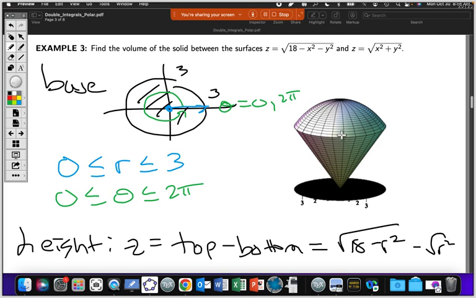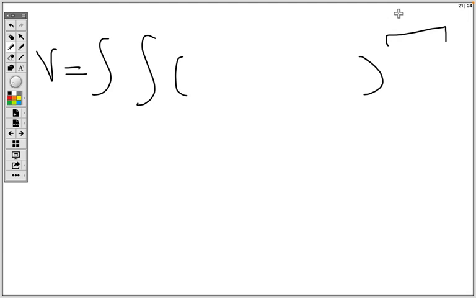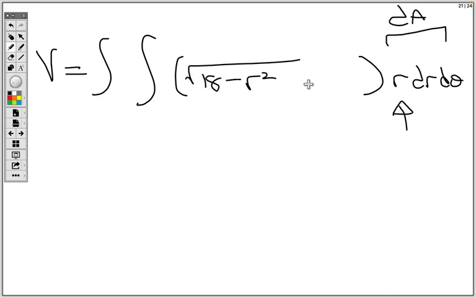Now we'll set all this up for our integral. So the volume is going to be double integral of the height over the base. Once again, don't forget, it's not just the r d theta. Don't forget that extra r. We got the square root of 18 minus r squared minus square root of r squared. We'll deal with him in a minute. r is going from 0 to 3. Theta is going from 0 to 2 pi.